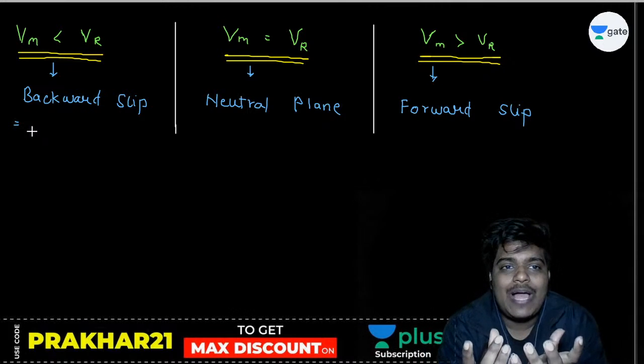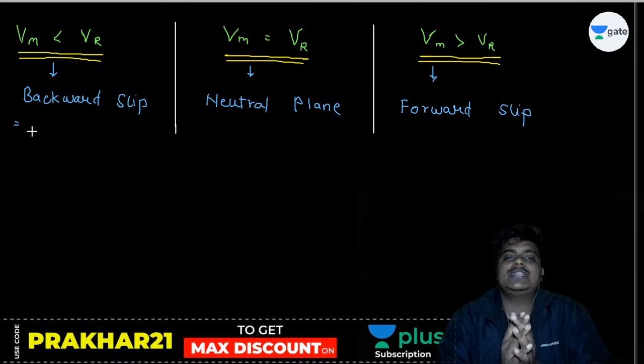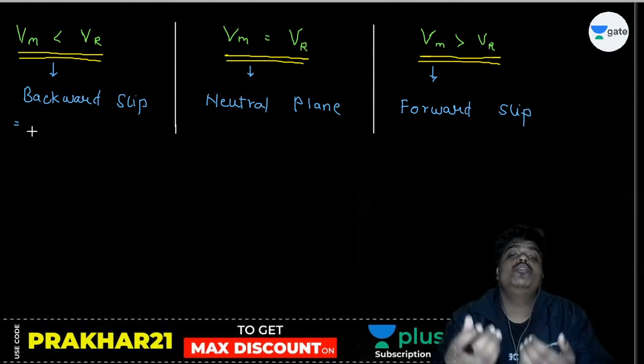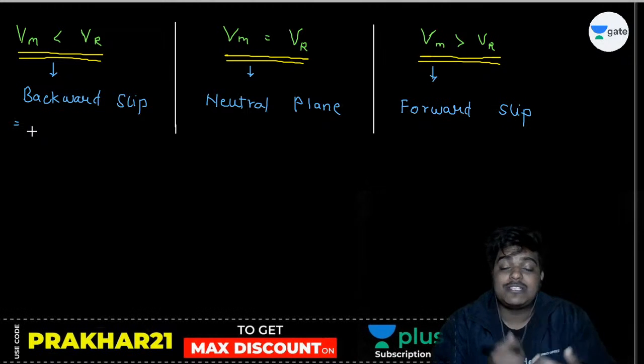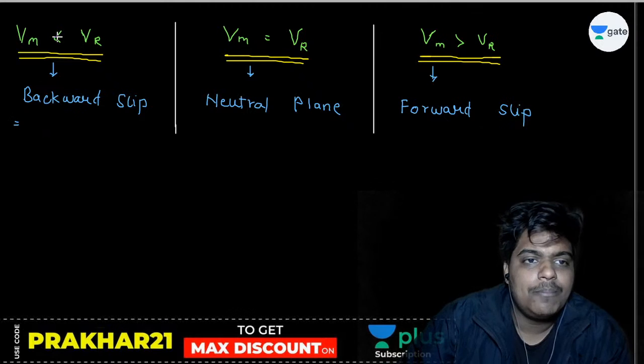But what is that value? How much is it back? 10%, 20%, 30%? It is less than the roll velocity. Or what is the value of forward slip? How much more is it than the roll velocity? 20%, 30%, 40%. So what is the formula for backward slip?